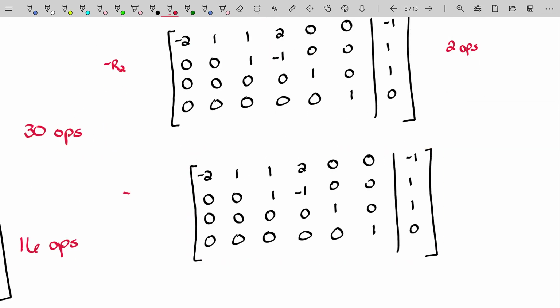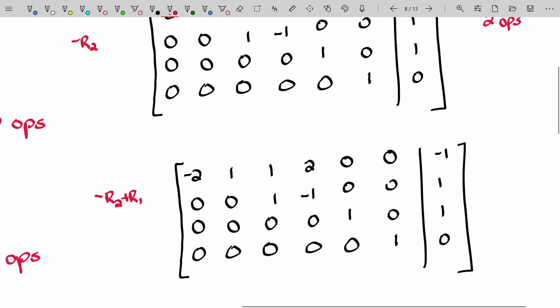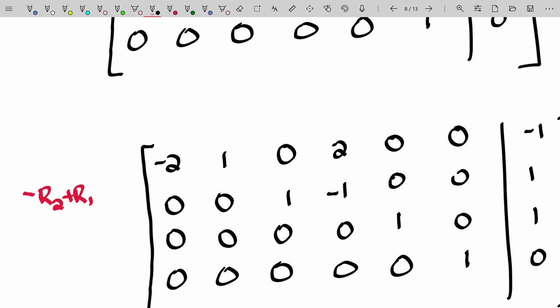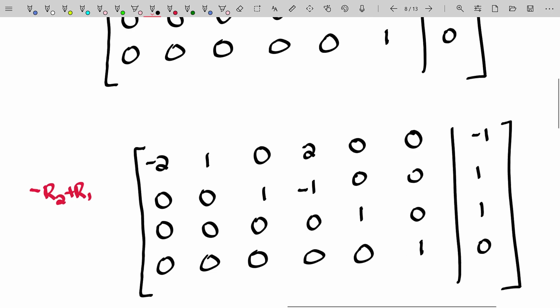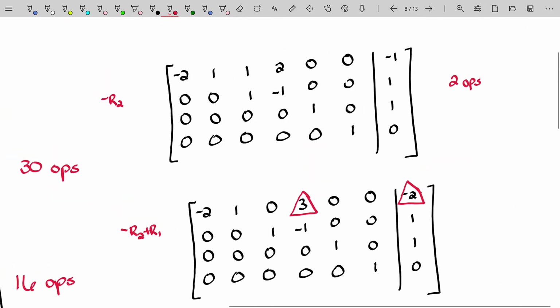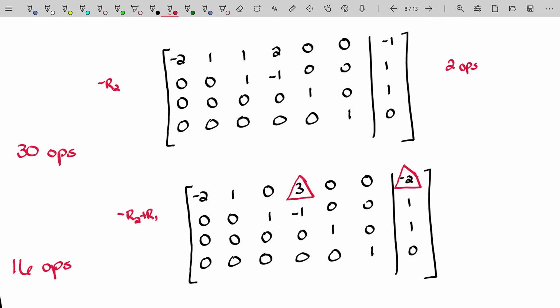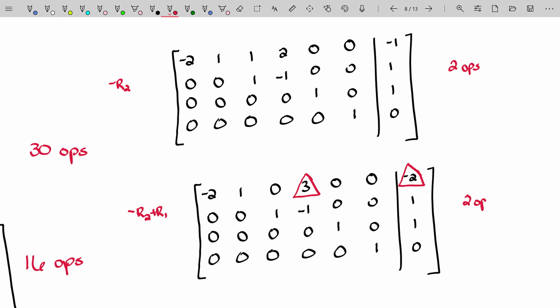Now we'll take the opposite of row 2, add it to row 1, and really you can think of that as a subtraction, a single operation if you want to, just because, again, we're giving advantage to the row reduction method. By design, this will be 0. And now let's run the rest of it. We get down to there. Remember, each of those little triangles are a single operation, so we have 2 operations there.